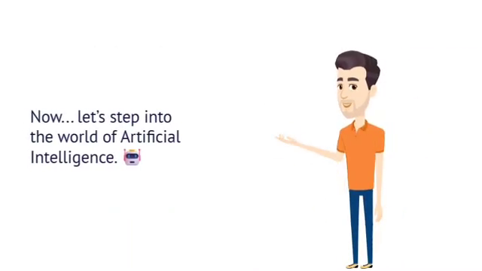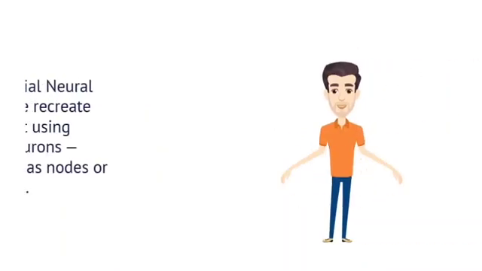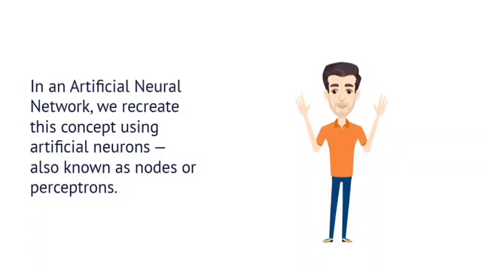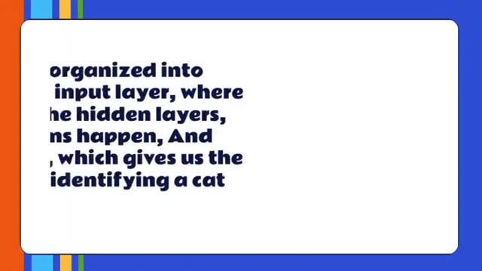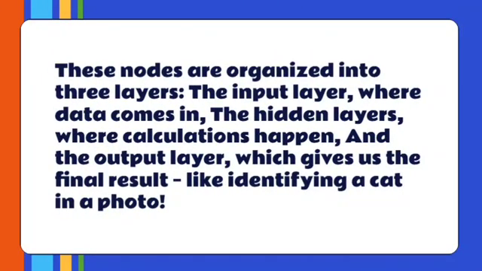Now, let's step into the world of artificial intelligence. In an artificial neural network, we recreate this concept using artificial neurons, also known as nodes or perceptrons. These nodes are organized into 3 layers: the input layer, where data comes in, the hidden layers, where calculations happen, and the output layer, which gives us the final result, like identifying a cat in a photo.